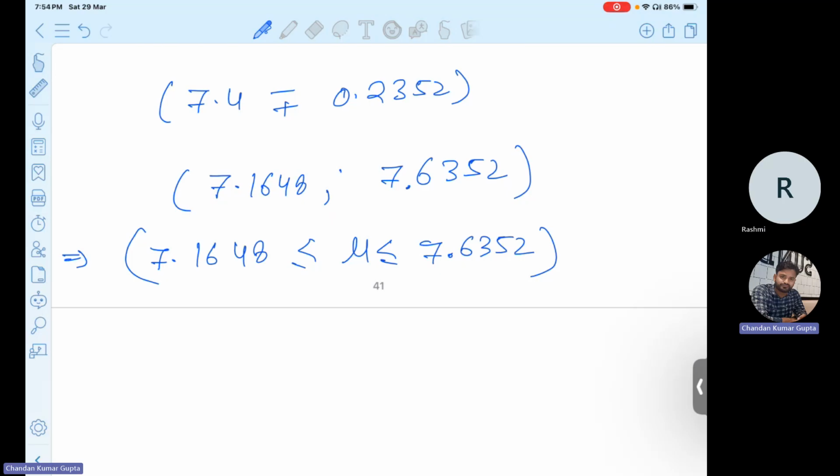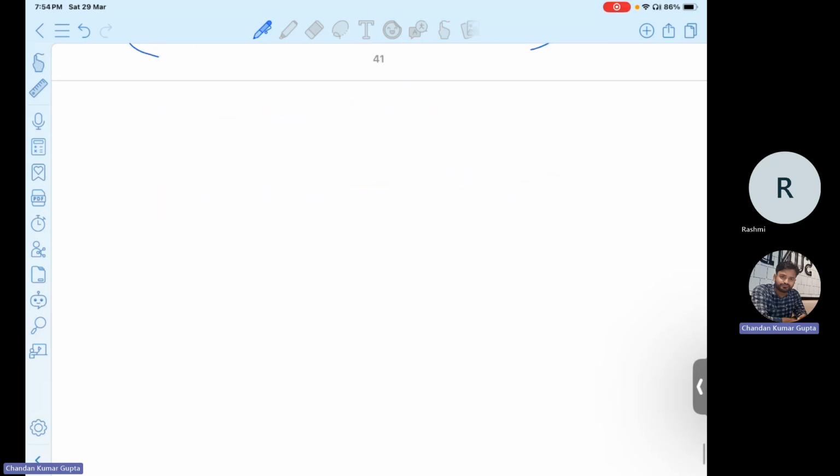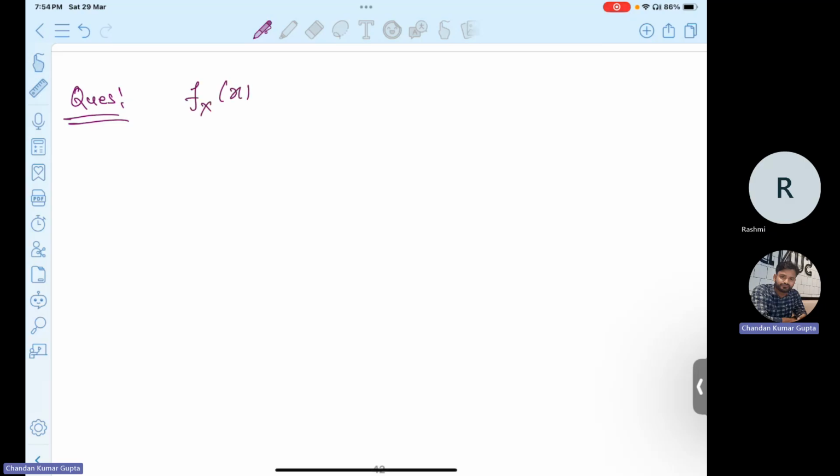So these are the questions. We have one more question actually. I have two questions, a quick question, and then we will conclude our session. Here we are given f(x) equal to 1 by theta, and x lies between 0 and theta.